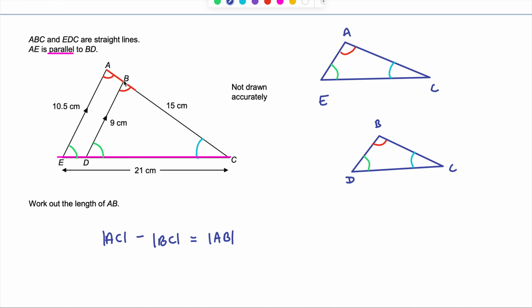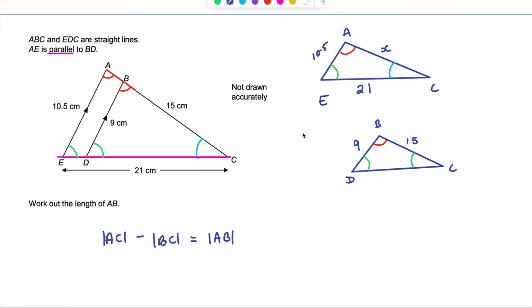So what I'm going to do now is I'm going to say, I need to find out really, the one I don't know is A to C. So A to C, let me call that X. B to C is going to be 15. I know the full distance E to C is 21. I know B to D is 9, and I know this is 10.5.